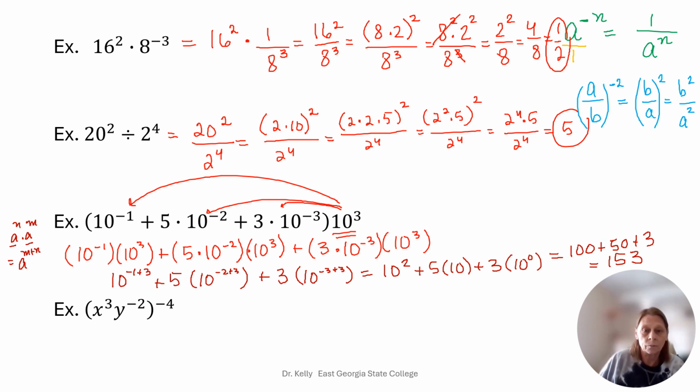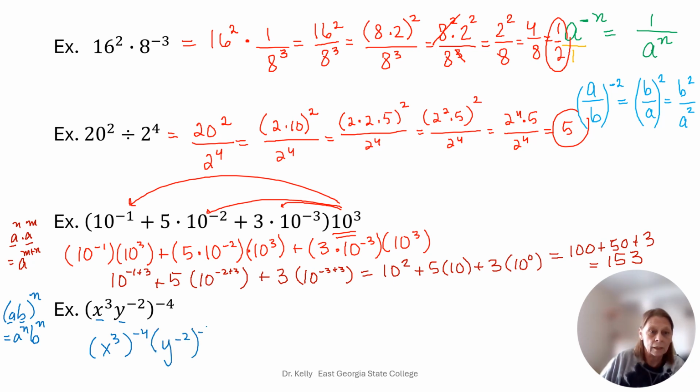And then finally, this last one here. Let me show you which rule this is. This is that a times b to the n is equal to a to the n, b to the n. Notice these are different bases, not the same base. So that means we get to say x cubed to the negative 4 times y to the negative 2 to the negative 4.